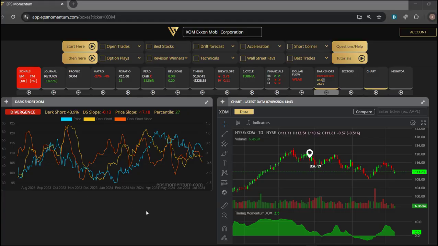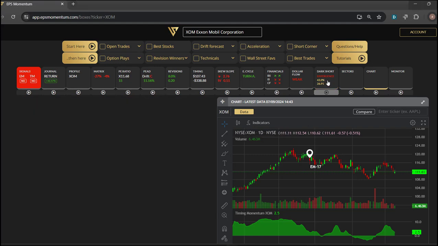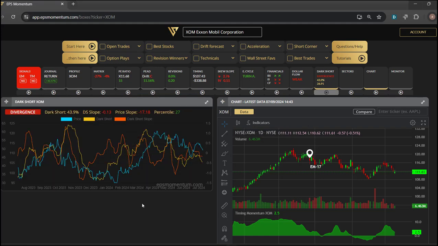With this video, we're going to look at the dark short. The dark short is one of the widgets that you have on EPSmomentum. On that widget, you can look at the divergence between the dark shorts and the price. You have the price, the dark shorts, and the dark short slope. But let's go into more detail into what dark short is.